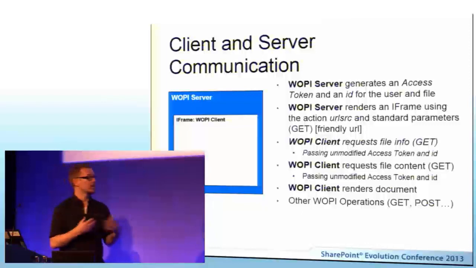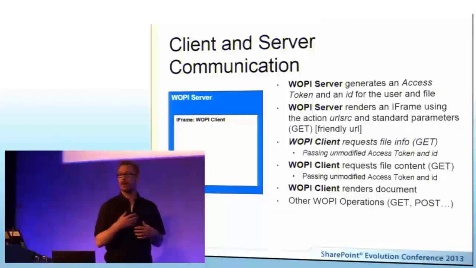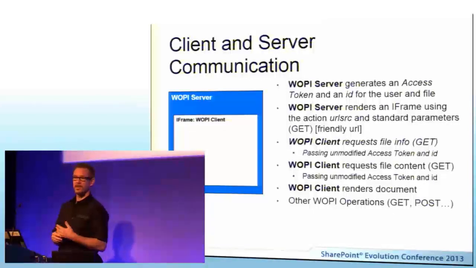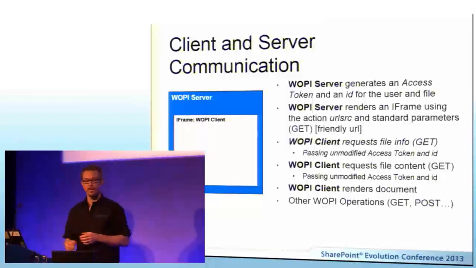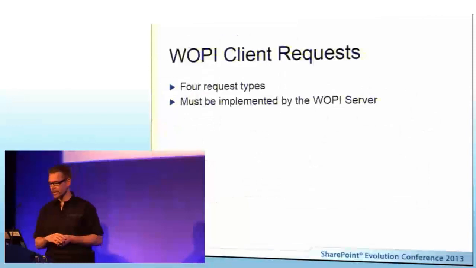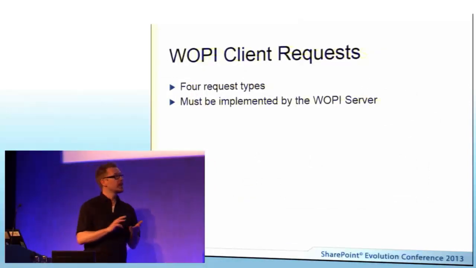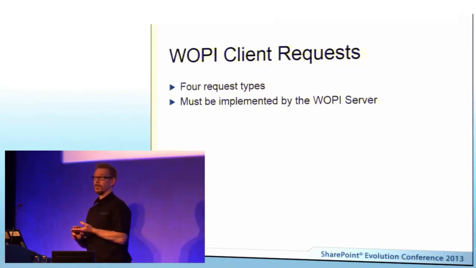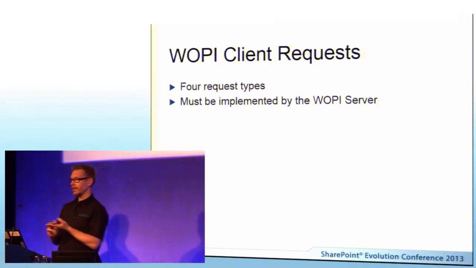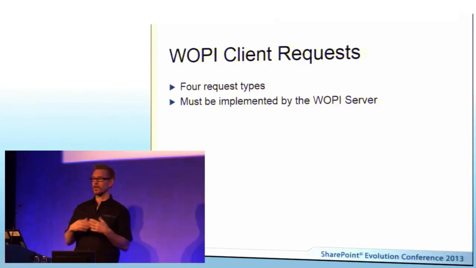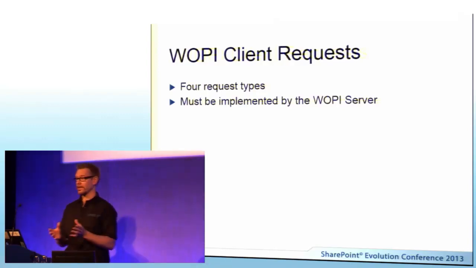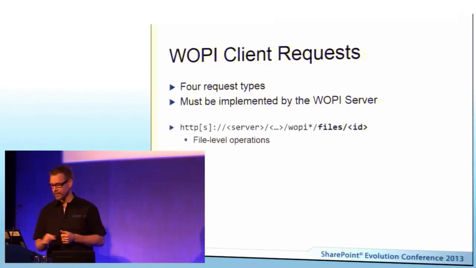Then you can do other operations like posting back if you update the contents, or you can lock a file. You can even access a secure store from a WOPI client if you want to. And there are 4 basic request types that must be implemented by a WOPI server. But we're building a client here, so we can choose which operations we want to use. A WOPI server must implement these, according to the specifications, of course.